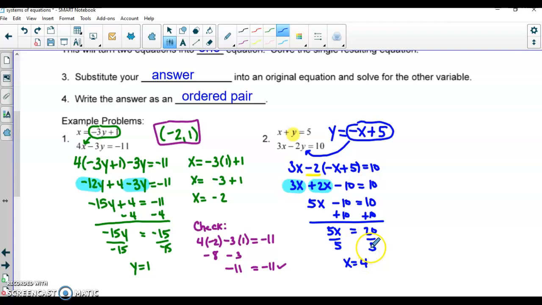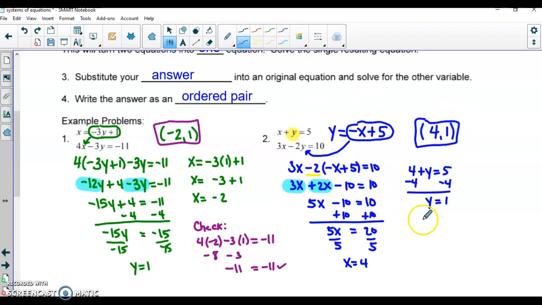Once I have the value of x, we're going to substitute it back into my original equation. So x plus y equals 5 looks way easier than the second equation. So x is 4, plus y equals 5. So subtracting 4 from both sides will give me y is equal to 1. And last step, write your answer as an ordered pair. Remember alphabetical order, x, comma, y. So x is 4, y is 1.